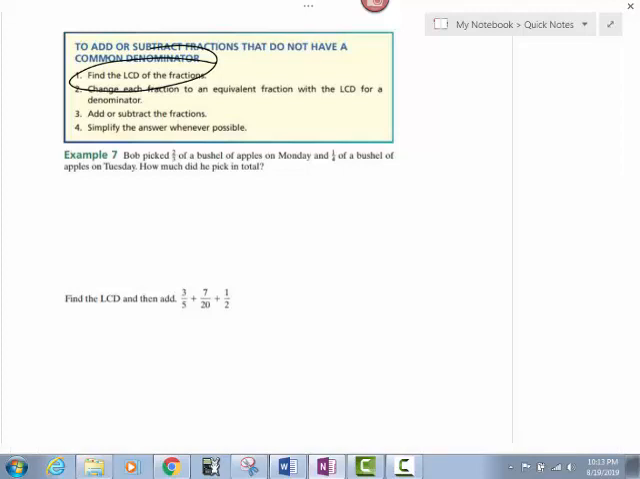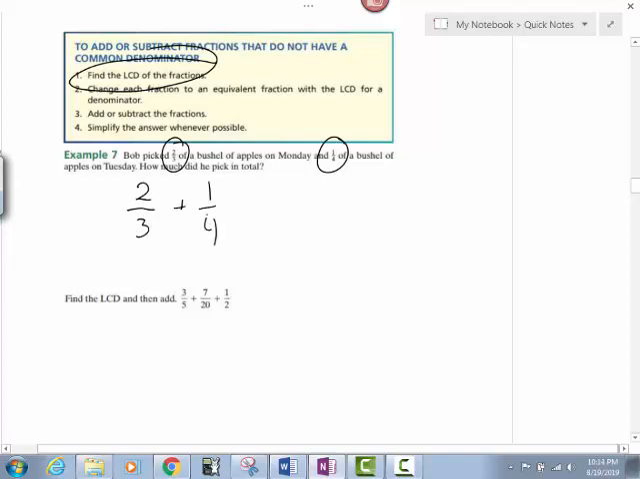All right, so if I read the first problem here, it says Bob picked 2/3 of a bushel of apples on Monday and 1/4 of a bushel of apples on Tuesday. How much did he pick in total? Well, I already know what I'm going to do. I'm going to add these two numbers together. So I'm going to write 2/3 plus 1/4.